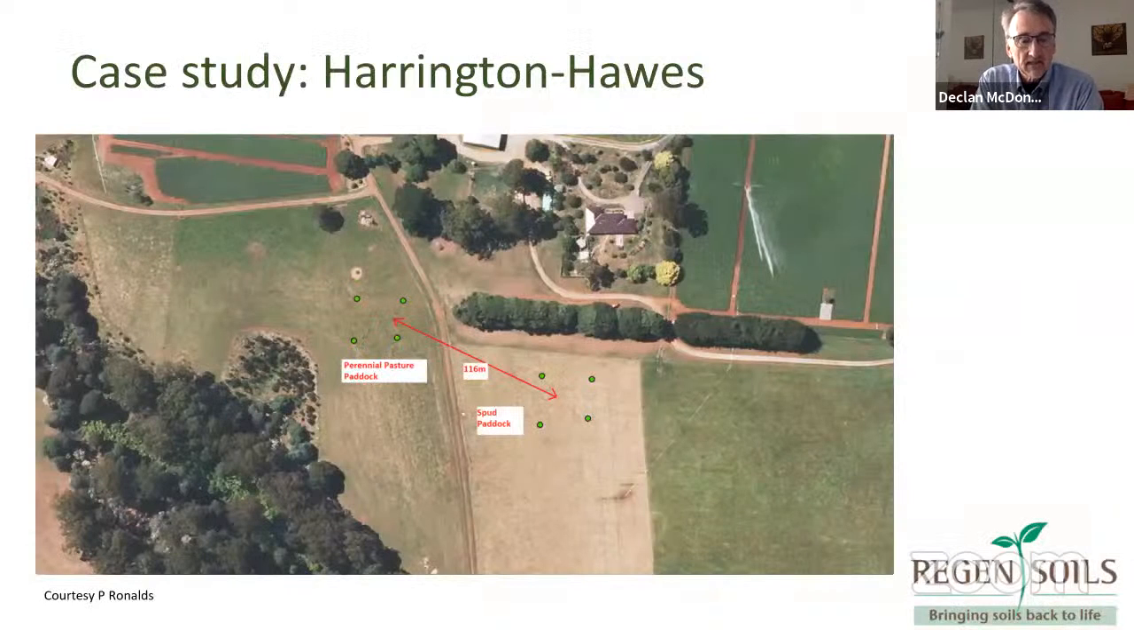So this is just a little case study that I thought I'd throw in, and thanks to Peter Ronalds for this. This site is in kind of North Gippsland, I suppose we call it, near Nearham South. And it provided a really interesting comparison between a perennial pasture paddock and a potato paddock, separated by only just over 100 meters on the same red soil type. Next slide.